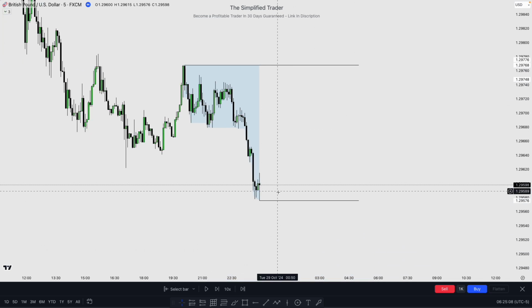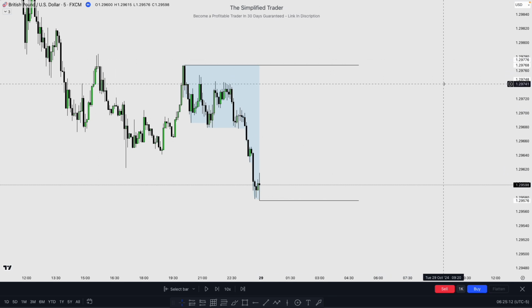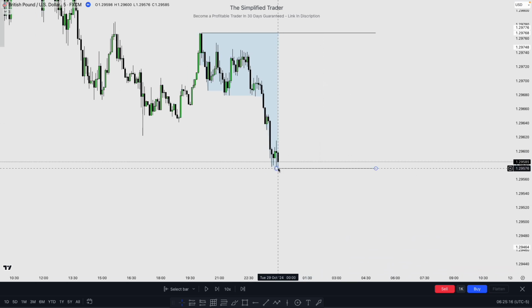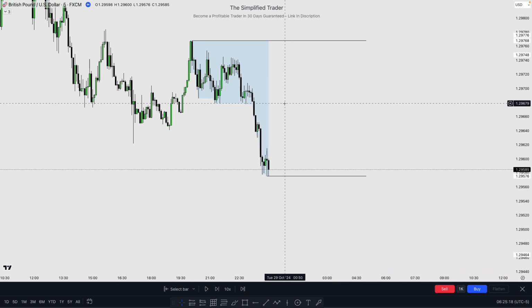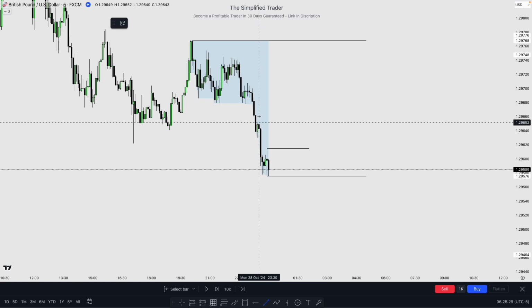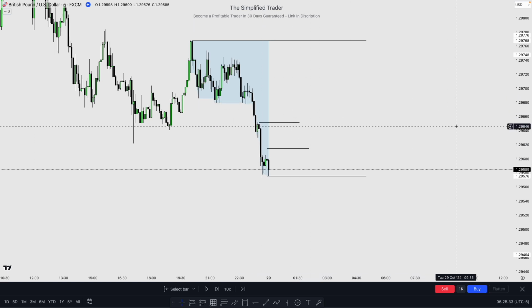And we are waiting for a sweep of the low to take a buy, or a sweep of the high to take a sell. Let's see what happens. The very next candle takes out Asia low, so we can start looking for buys. Now, as soon as this candle takes out the low, I want you to start highlighting your swing highs. Here we have a swing high, and then here we have a swing high.